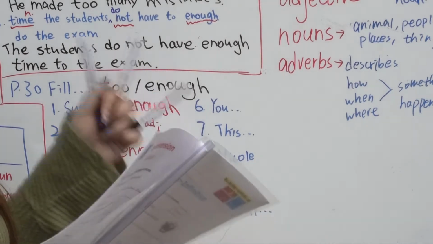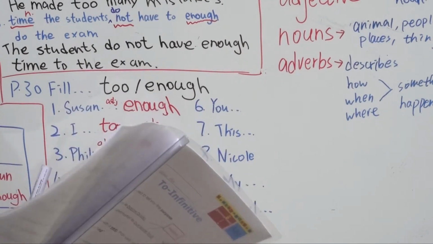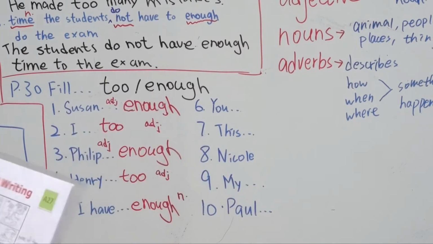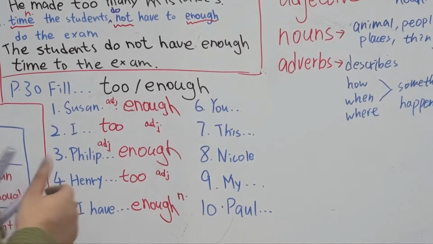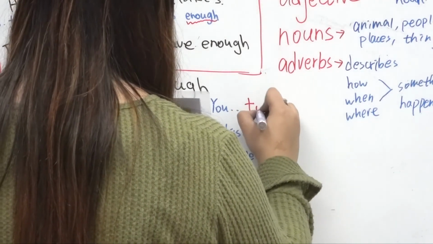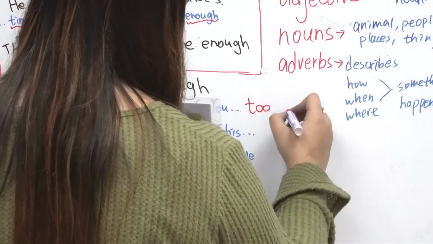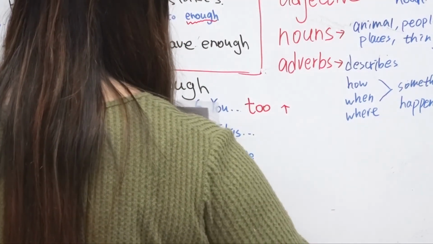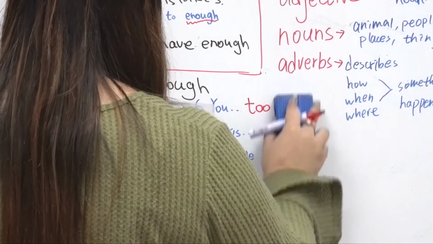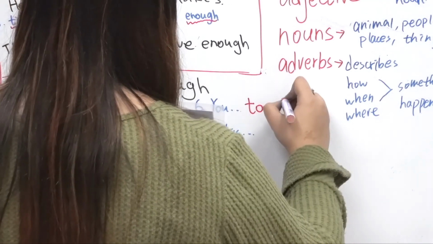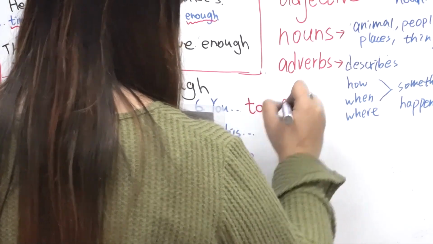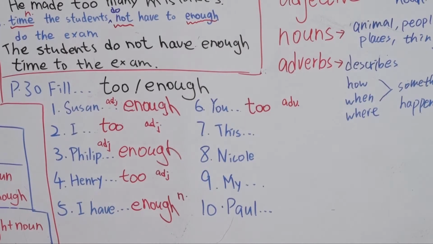You prepared what? Many sandwiches. We can't eat too many. Very good. Why do we use too here? Many. Very good. Many is an adjective, adverb, noun? What is it? Many is an adverb, okay?